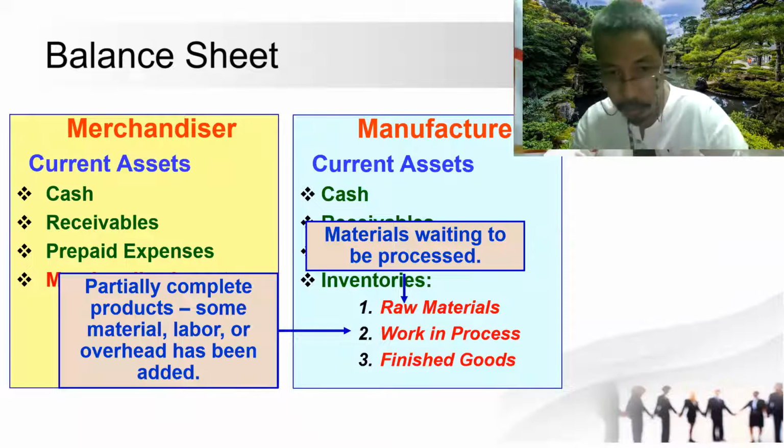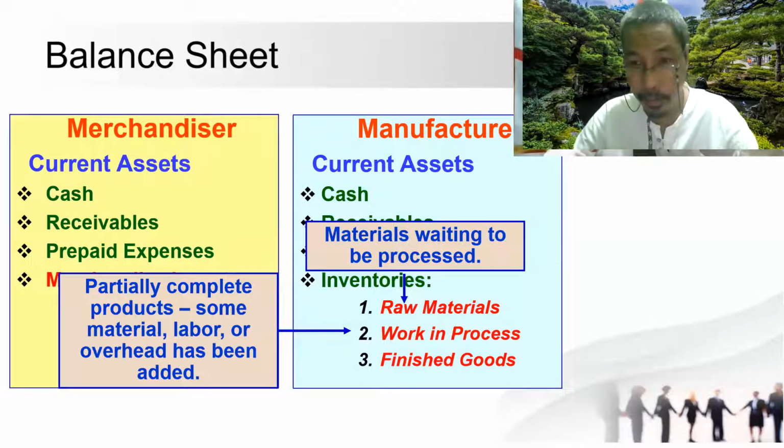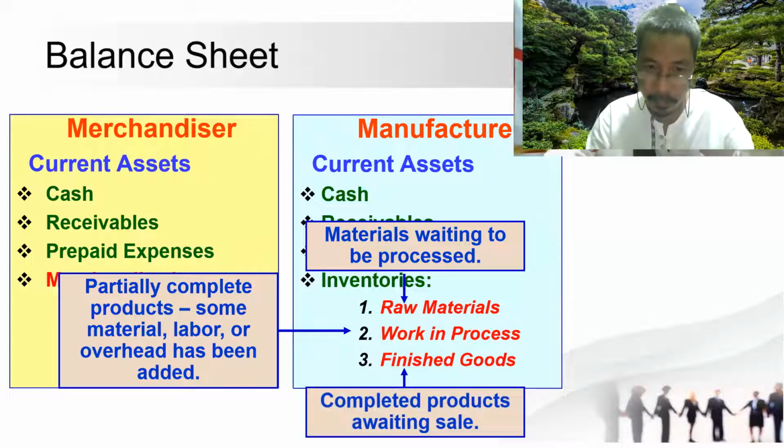And also, what about work in process? Partially complete product, some material, labor, or overhead has been added already. Okay. And number 3, completed products awaiting sale.